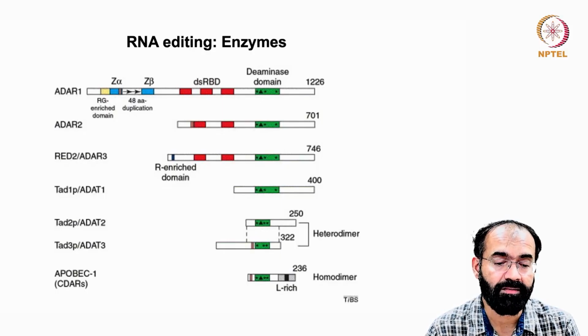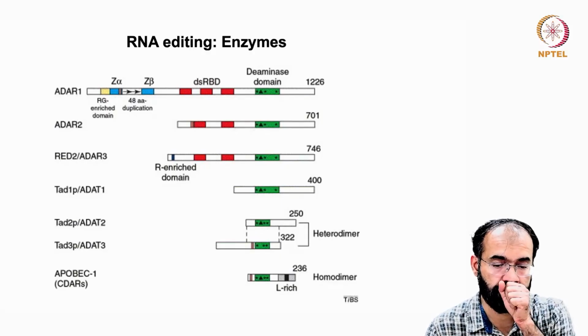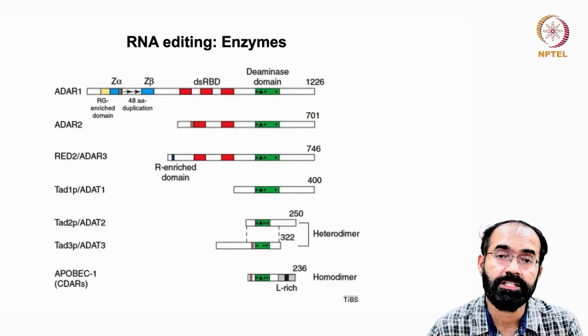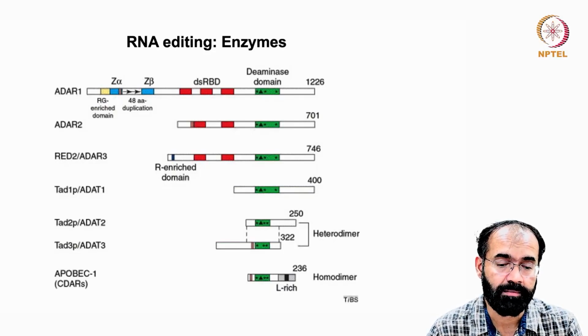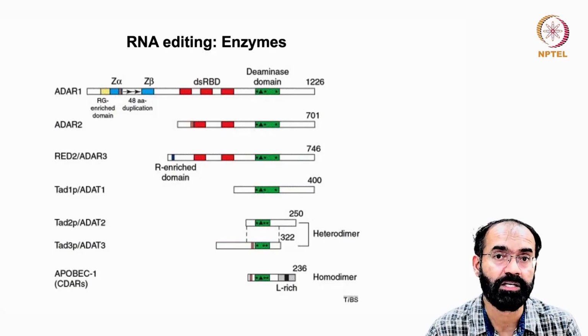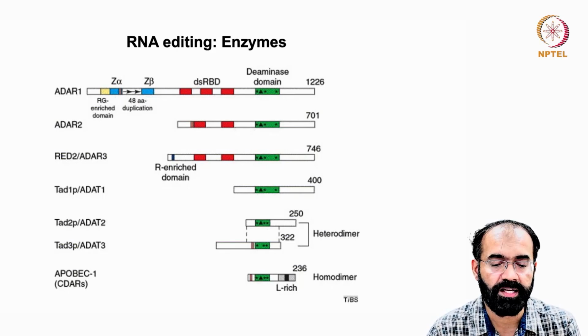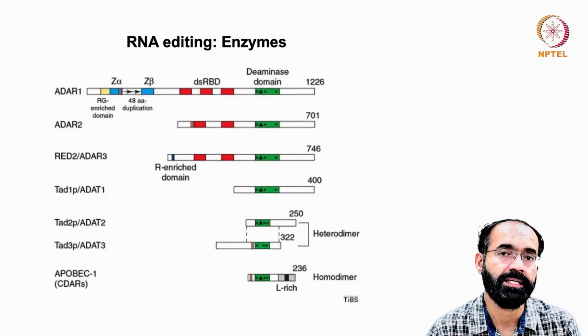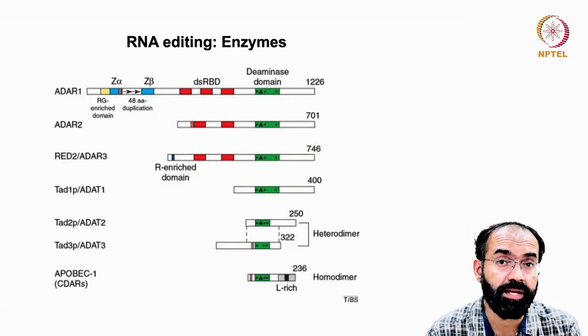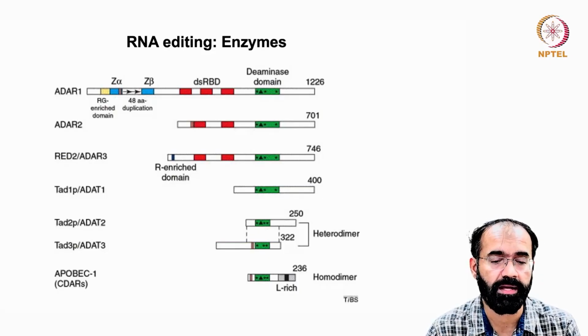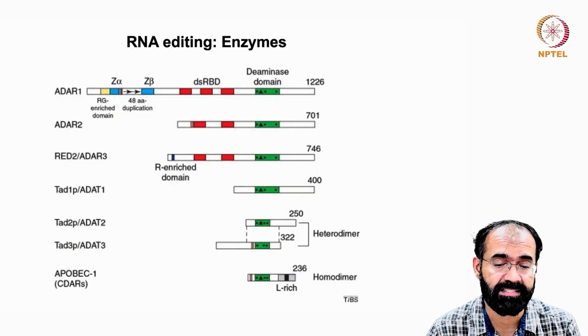Some enzymes have a very large molecular weight, and they also have a specific region, the double strand RNA binding domain, and this is the deaminase domain. Deaminase is the actual catalytic role played by this enzyme. So this box is nothing but a cartoonish way of explaining the structure of this protein enzyme. These are protein enzymes, okay, RNA modifying or RNA editing enzymes. And this is a large protein.